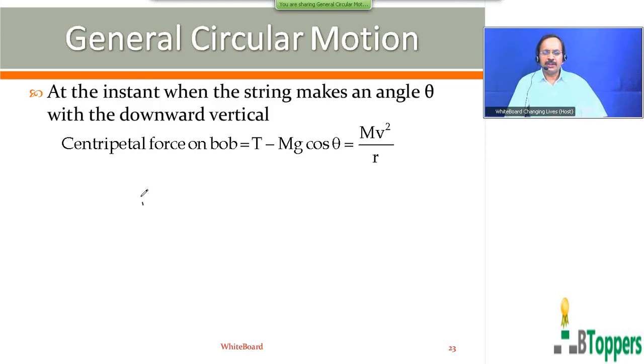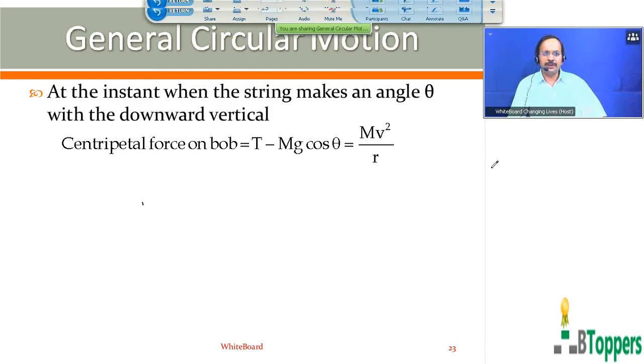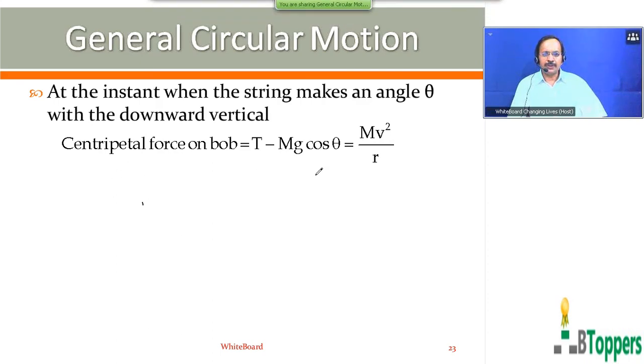So at the instant when the string makes an angle theta with the downward vertical, the centripetal force on the bob is T minus mg cos theta, which is equal to mv square by r. This I explained in my previous class: at a particular instant when the string makes some angle theta with the downward vertical, the weight mg acts vertically downwards. The tension force by the string on the bob acts along the string and away from the bob.